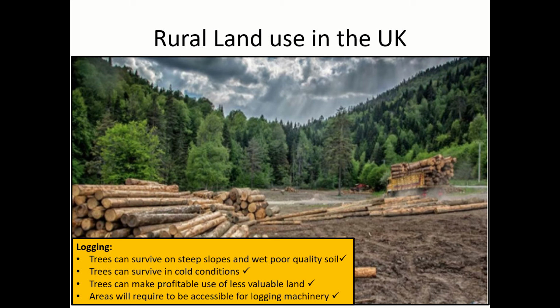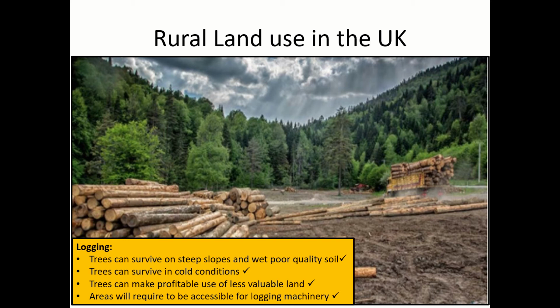Now, where do we put trees? Well, we put them on steep slopes and in wet, poor quality soil, largely because trees are pretty tough. They can survive in those difficult situations where more delicate crops would not be able to survive. Trees can survive in the cold. That means on the tops of hills are a good location, or on the sides of hills where it's colder. Steep, cold, poor quality soils are difficult to make money out of. But trees make a profitable use out of these poor quality areas.